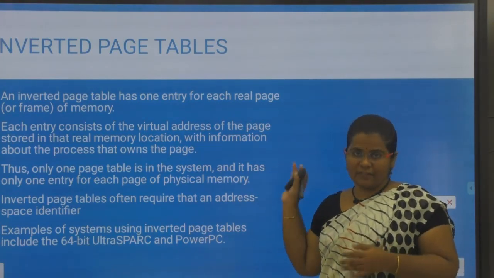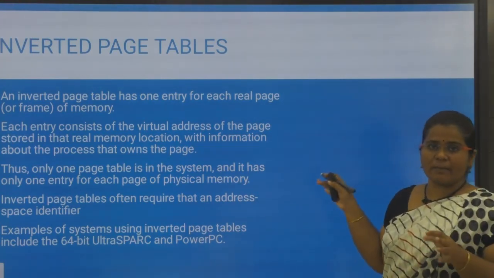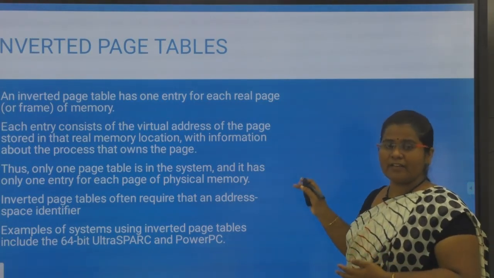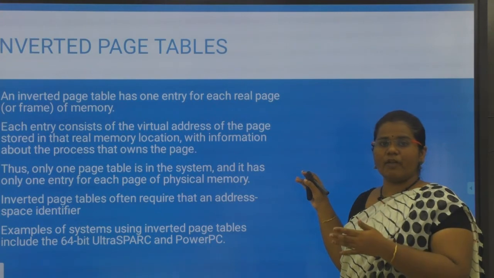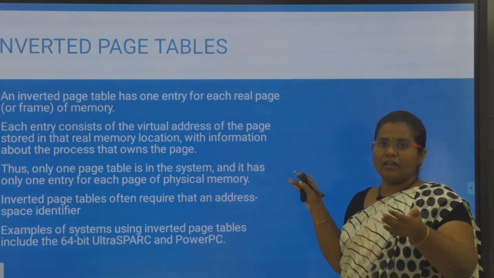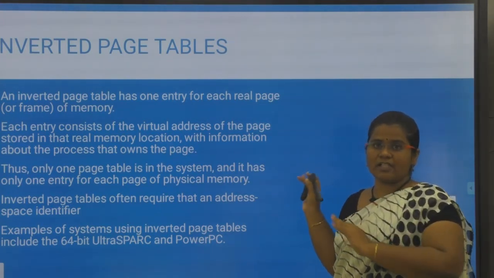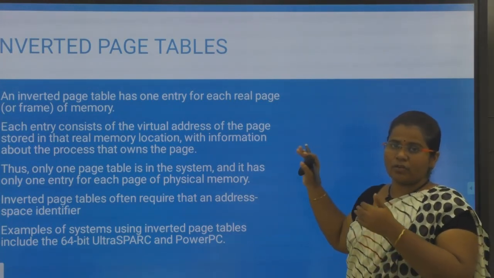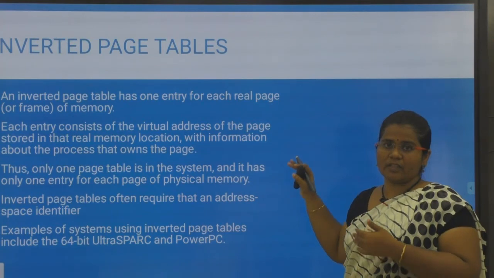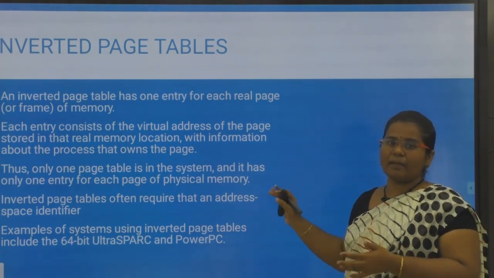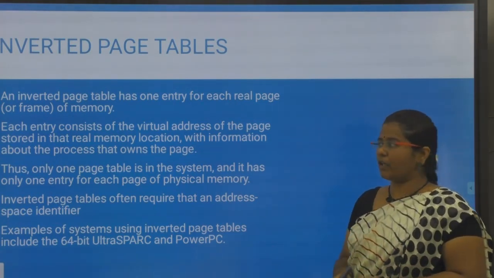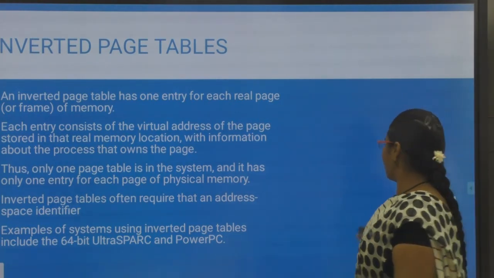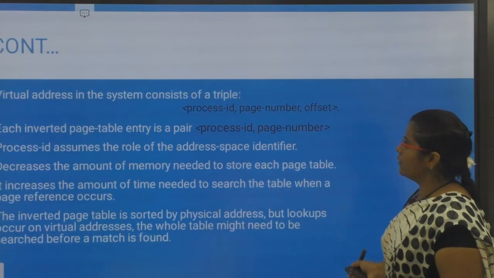If I have 10 frames, whatever process I bring into the main memory, I can accommodate only those 10 frames. If all the 10 frames are full, I need to remove a page from the main memory and then accommodate one more page into that same frame. So the total number of frames will not change. I will simply put my page table with the number of frames and replace the page numbers. So that's about the inverted page table.